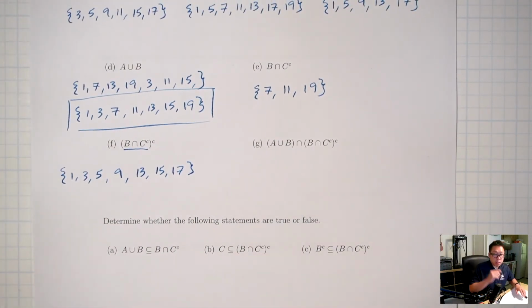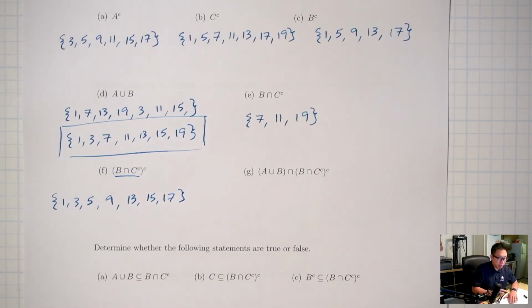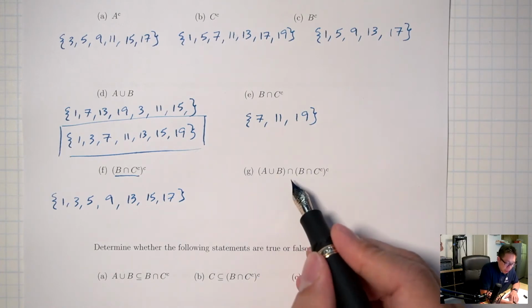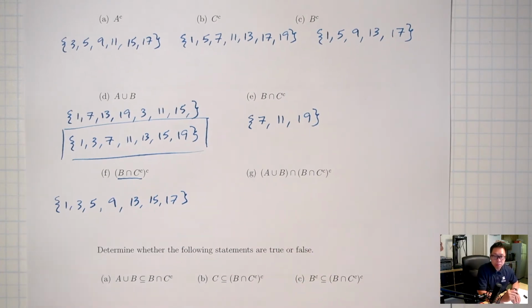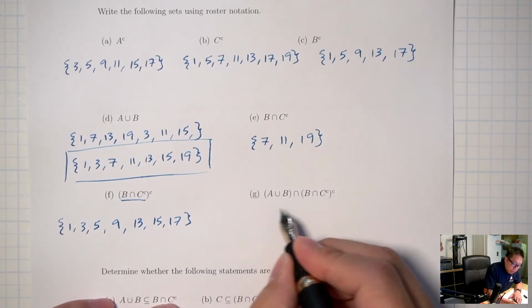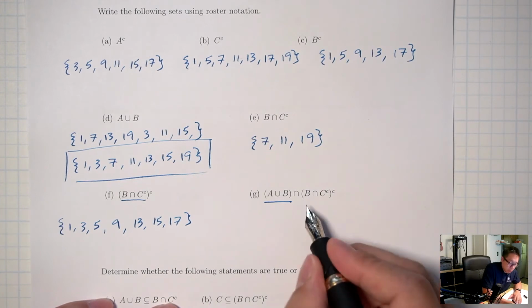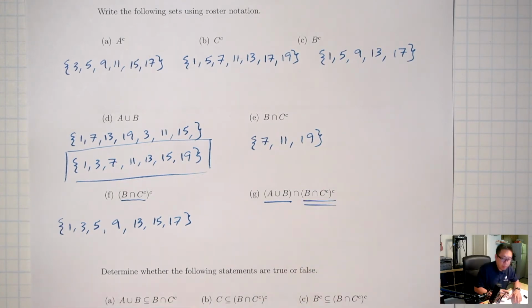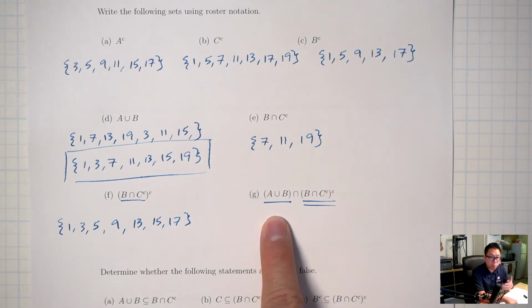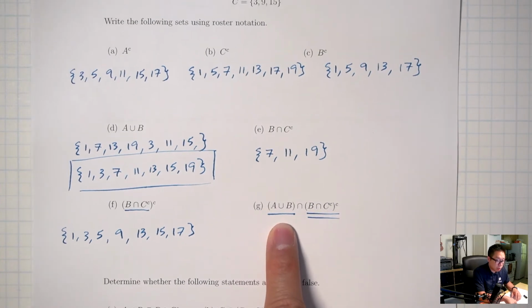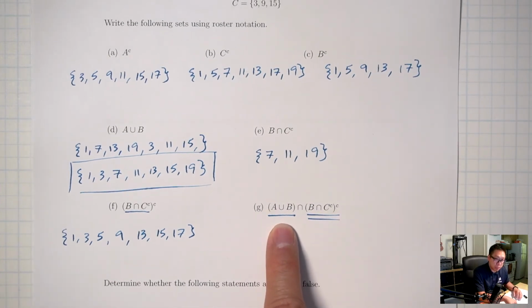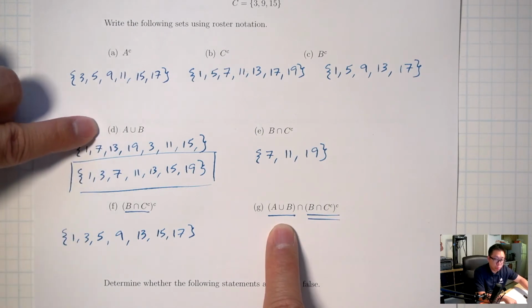Next up is part G. Part G looks complicated, but it's not really. Part G is something in parentheses, intersect something else in parentheses. All this is asking you to do is take the set on the left and intersect it with the set on the right. It looks complicated, but it's not really, because the set on the left you did already in a prior part. The set on the left is A union B. So look for where you have done A union B. Right here in part D.